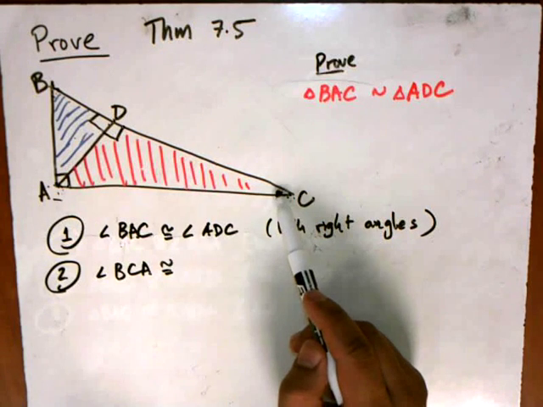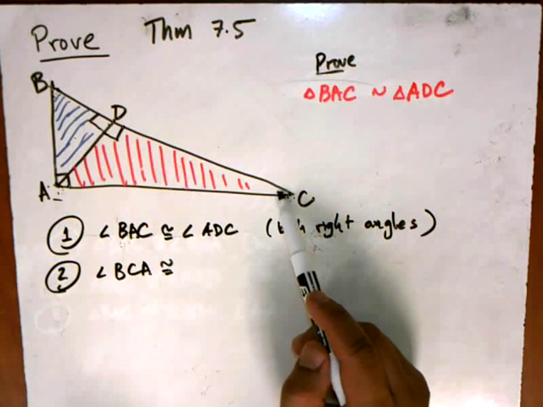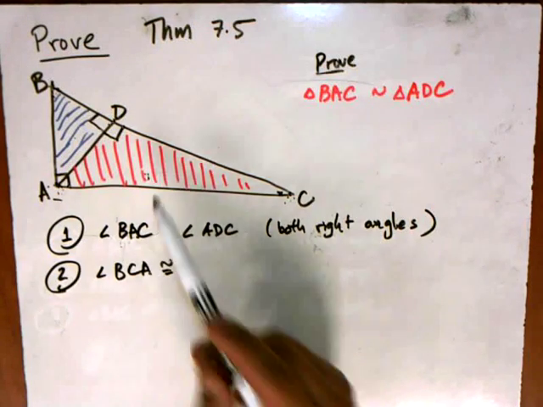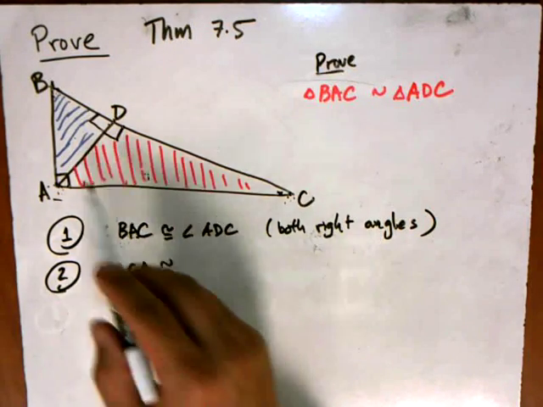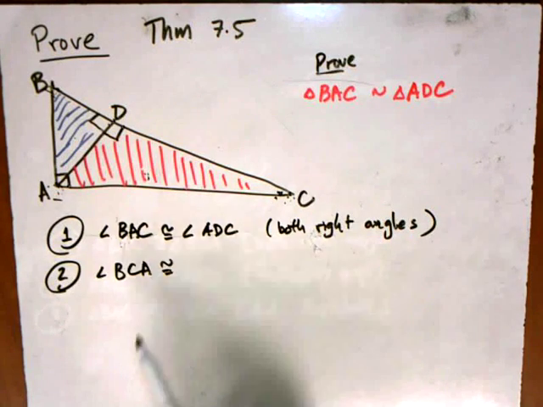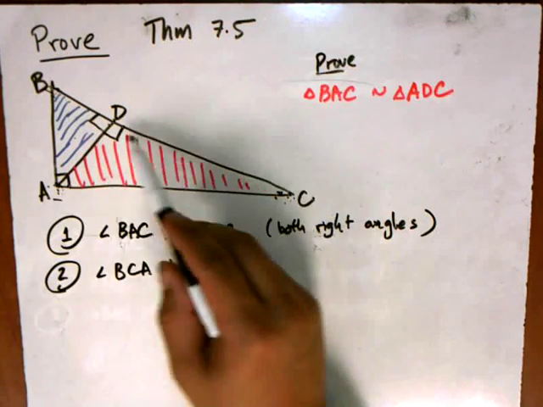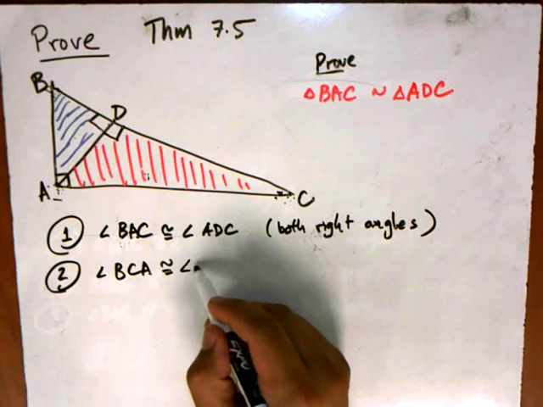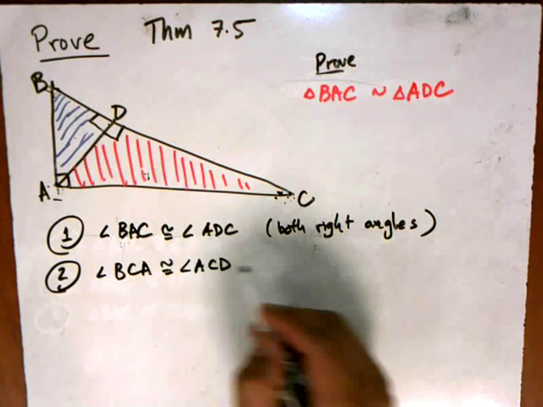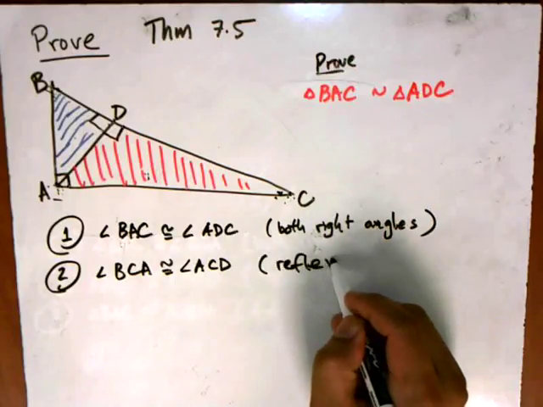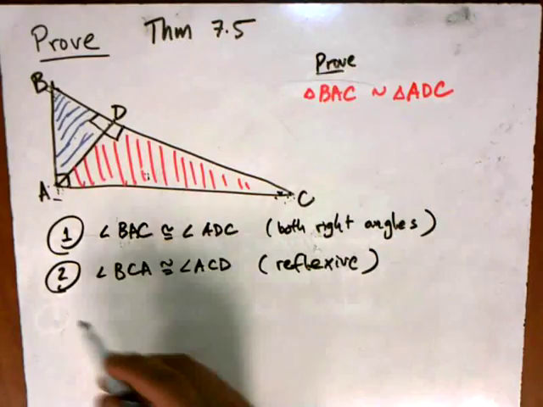So basically this angle C here is shared between the big triangle and the medium, or the red triangle here. So BCA is also congruent to ACD. Okay, and this is reflexive. It's the same angle that's being used again.